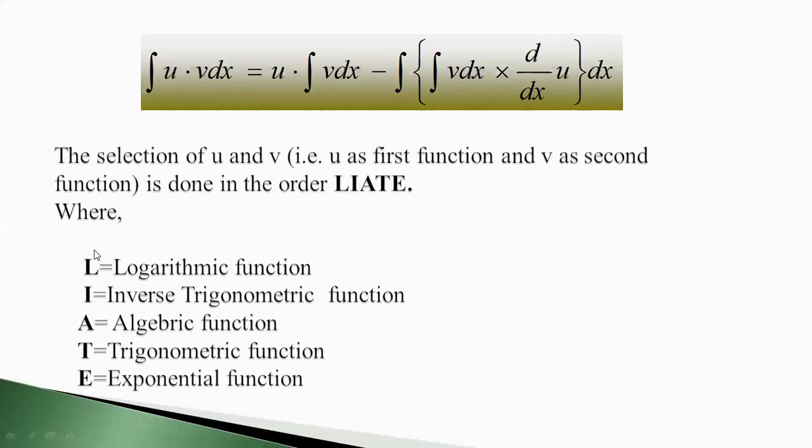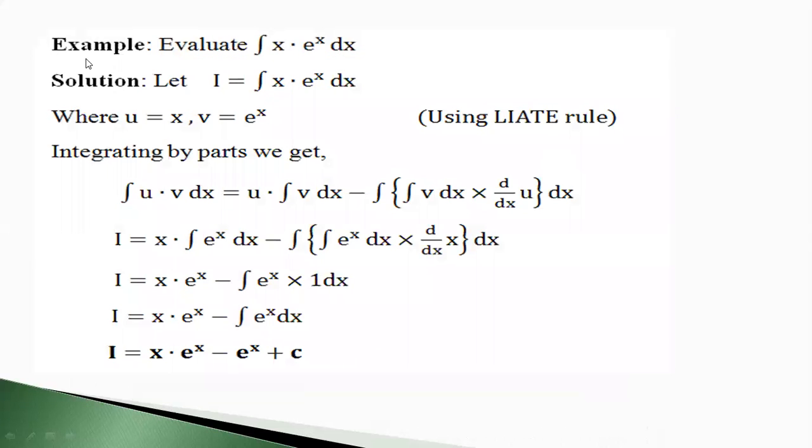In the LIATE rule, L stands for logarithmic functions, I for inverse trigonometric functions, A for algebraic functions, T for trigonometric functions, and E for exponential functions. In this sequence, LIATE, we have to select the first function as u and the second function as v. Let us consider the first example: evaluate the integration of x into e raised to x dx.